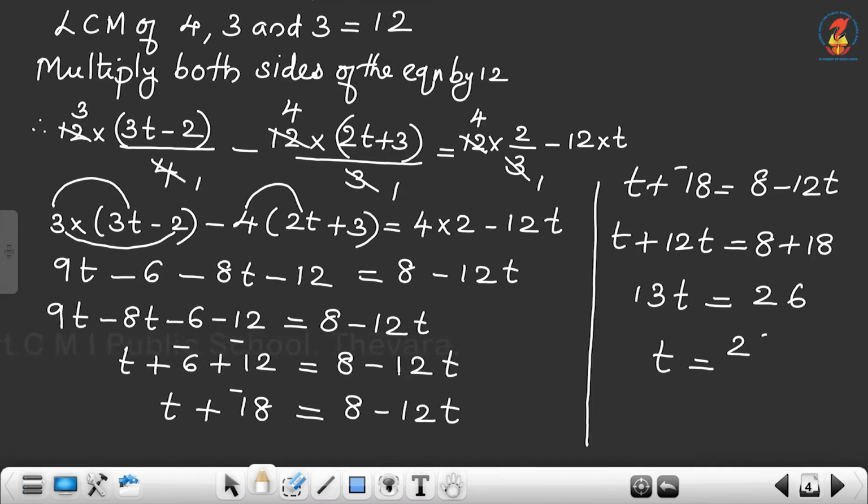Therefore, t equal to 26 divided by 13. So, the answer is 2. 26 divided by 13 is equal to 2. Therefore, the solution of the given equation is 2, or the value of the variable t is 2.